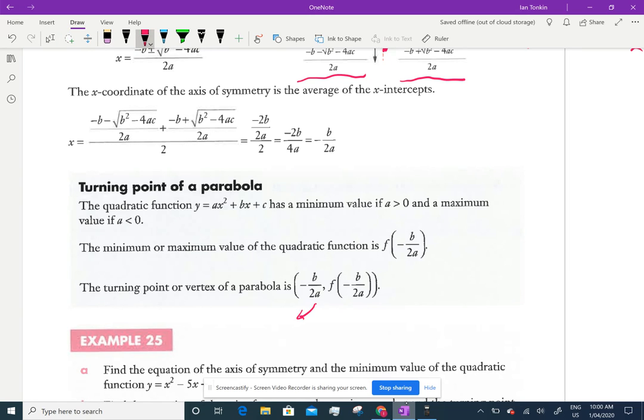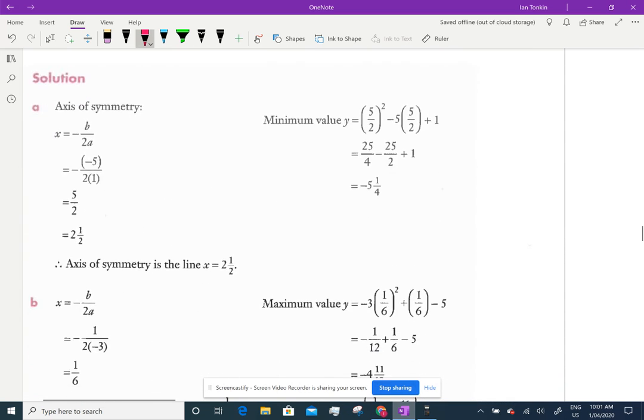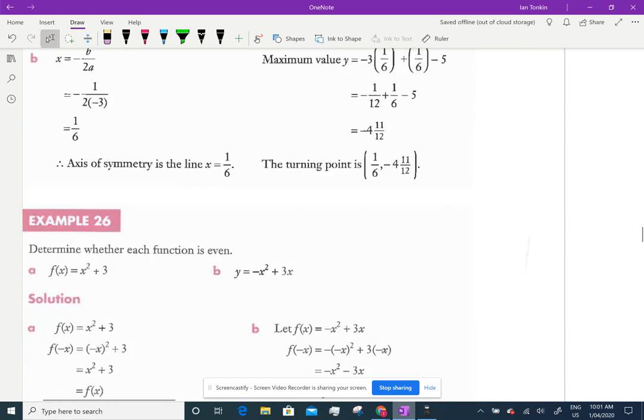So that is the x value. To find the y value, you just find f of negative b on 2a. And you sub in whatever that value is, and you'll get the y value. All right? So that's all we need to know for now. So let's have a go at some of these.